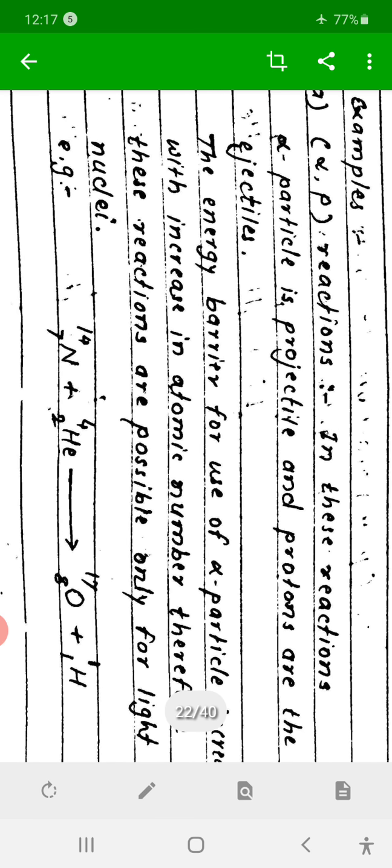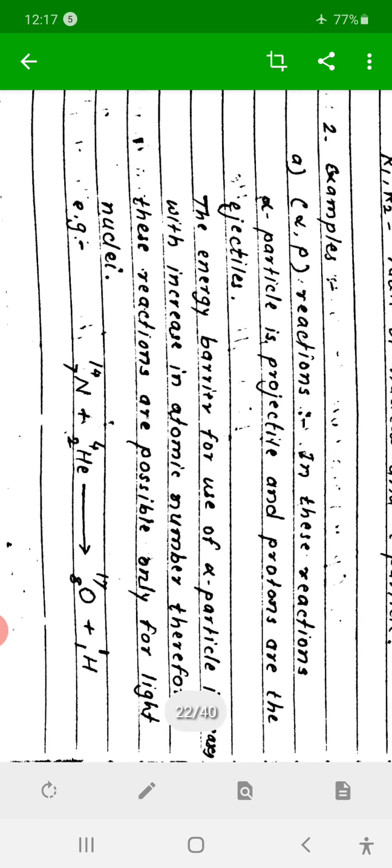In these reactions, alpha particle is the projectile and proton is the ejectile. Here the first example is nitrogen 7 14 plus alpha particle, that is He 2 4, that gives oxygen O 8 17 plus 1 proton H 1 1.